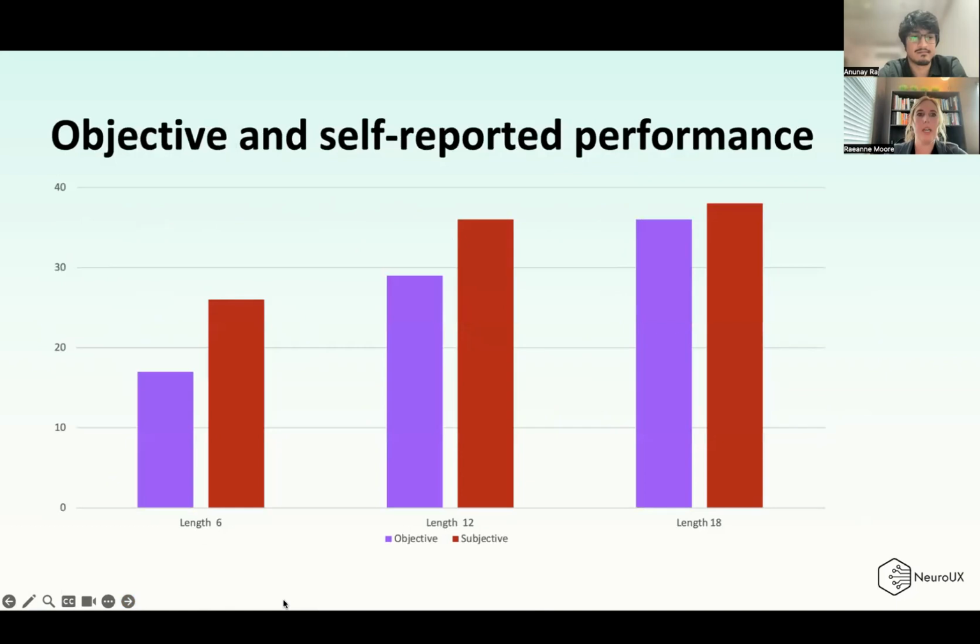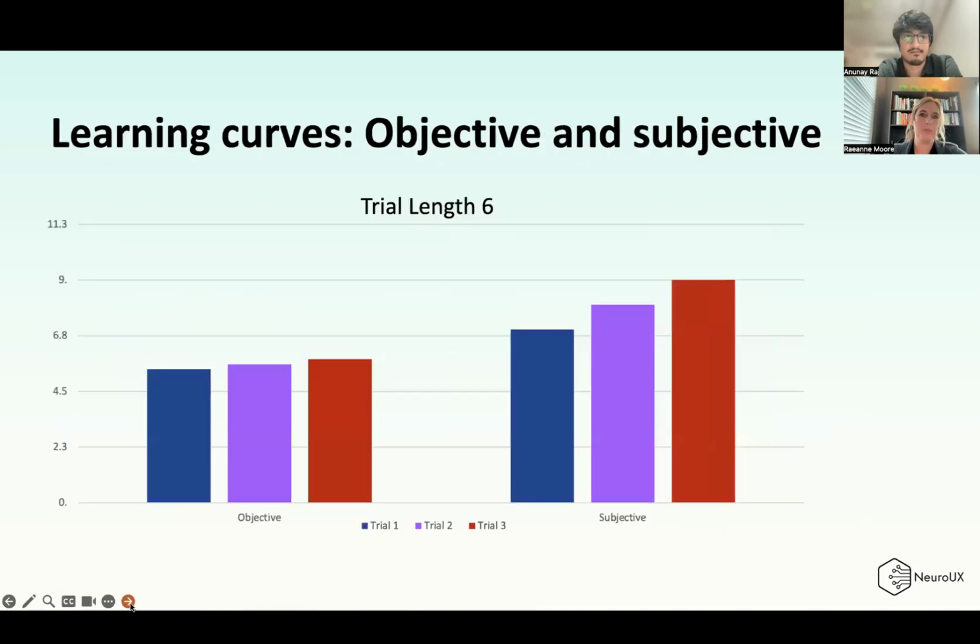Now, when we looked at those self-assessment questions related to objective performance on the tasks, people thought that they were doing much better on this 6-length word list than they actually were. So the purple bar is objective performance and the red bar is self-report of how well did you do. I mean, they were thinking they were even getting more right than were even possible to get right here. They also thought they did better than they actually did on the 12 word, and they thought they did slightly better than they did on the 18 word.